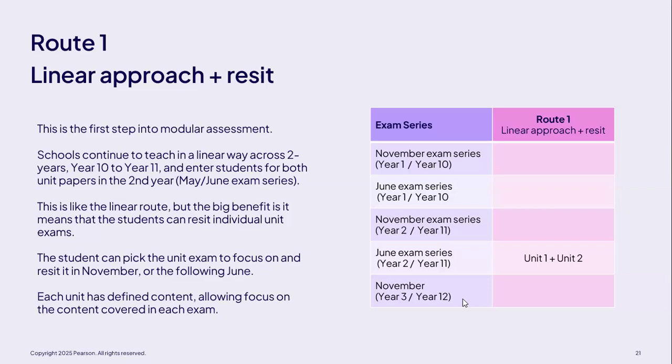Whereas with the modular route, you can just resit one unit, and you can do it in the November. In the modular route, each unit has defined content, so this allows focus on the separate content covered in each exam. There's no overlap of content between the two exams.